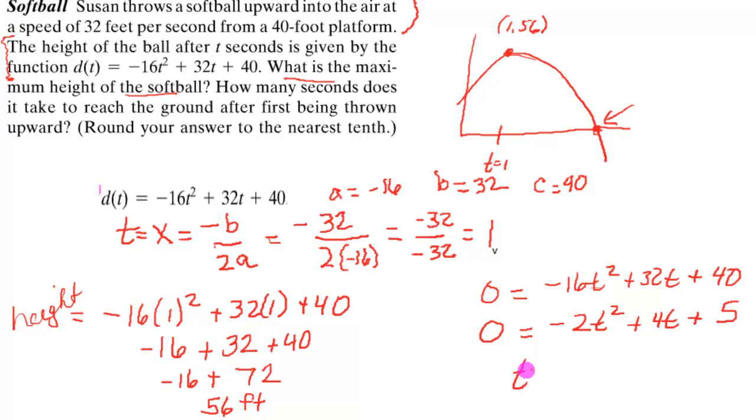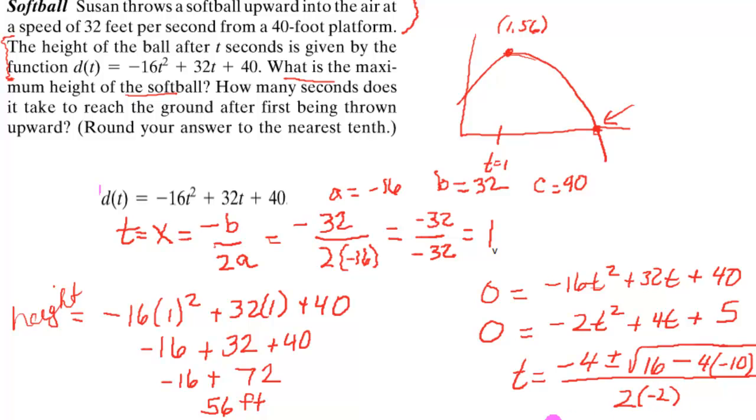So then we're going to go t equals the opposite of b, negative 4, plus or minus the square root of b squared, which is 4 squared, 16, minus 4 times a times c. A is negative 2, c is 5, so when you multiply those two, you get negative 10, right? All over 2 times a, and a is negative 2. Okay, so now I'm just going to simplify that and get some decimals here, because it said round your answer to the nearest tenth. That's a hint that they want a decimal, right?